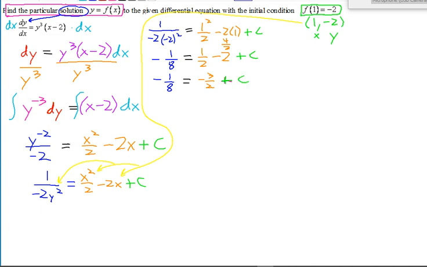And then to solve for c, add 3/2. But to make it easier to solve, to combine these, let's get a common denominator of 8 in this case. So you multiply 2 by 4, you get 8. So 3/2 would be 12/8. So negative 1/8 plus 12/8, we get a c value of 11/8. So now we know what that constant is.